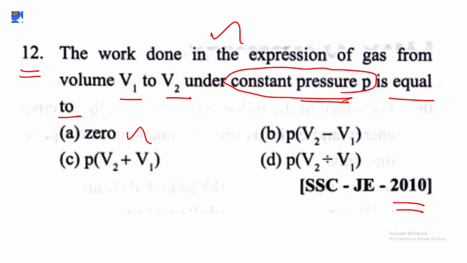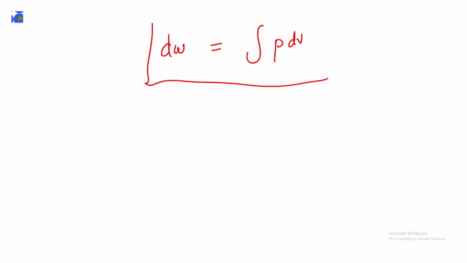Option A is 0, option B, P into V2 minus V1, option C, P into V2 plus P1, and option D, P into V2 divided by V1. So these are the four options given. Basically, we know that a small change in work done will be calculated as integral PdV. This is the general expression applied for calculating work done for any closed system.